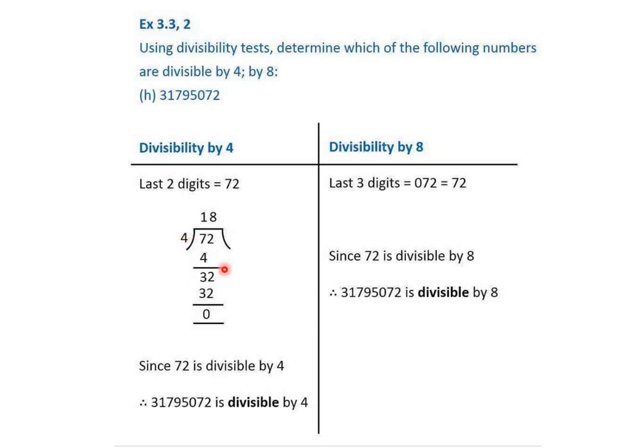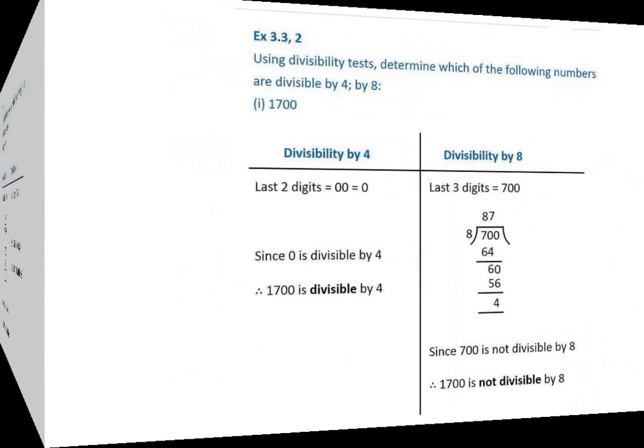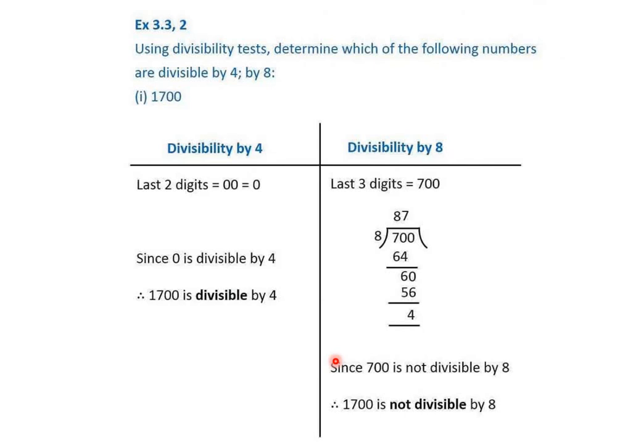In a similar manner, the next question is H, where the last 2 digits 72, when divided by 4, give quotient as 18 and remainder as 0. This means this number is easily divisible by 4. For the last 3 digits we could see the third digit 0 was there, so we have to take only 72, and we can see that 72 is divisible by 8 because 8 nines are 72. It is one of the multiples of 8, so we can say that this number is divisible by 4 and 8 both.